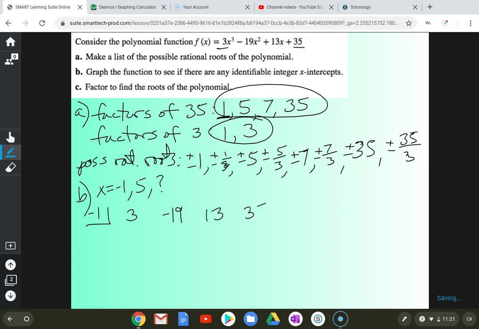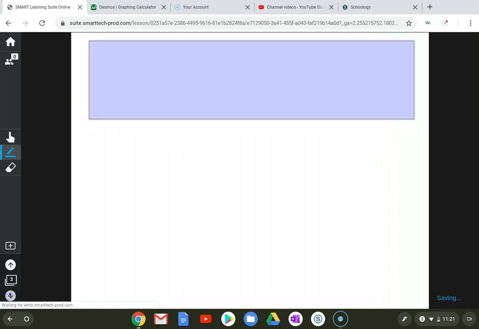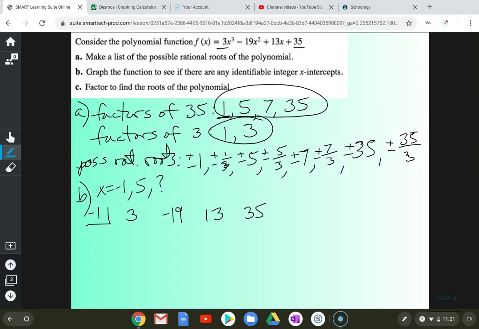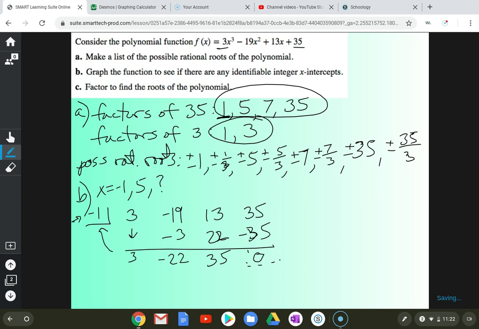3, -19, 13, 35. Bring down the 3. 3 times -1 is -3. Remember, multiply up, add down. Multiply up, that's 22. Add down, multiply up. Add down. Remember, this last number is your remainder. As long as it's 0, it proves that this is an actual root of the function.